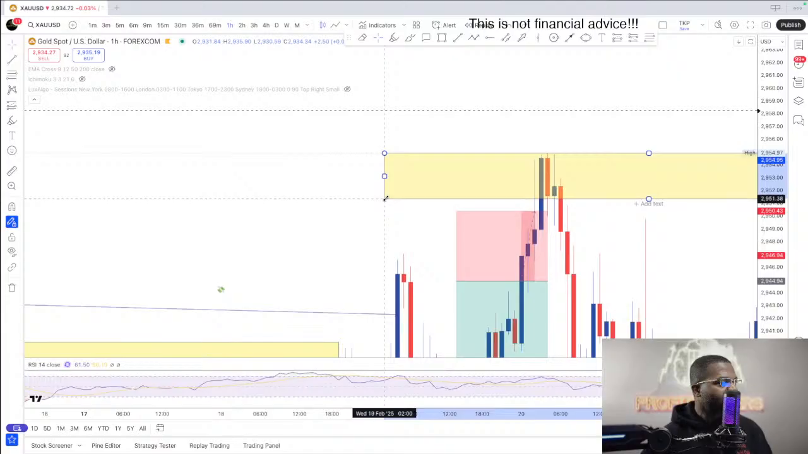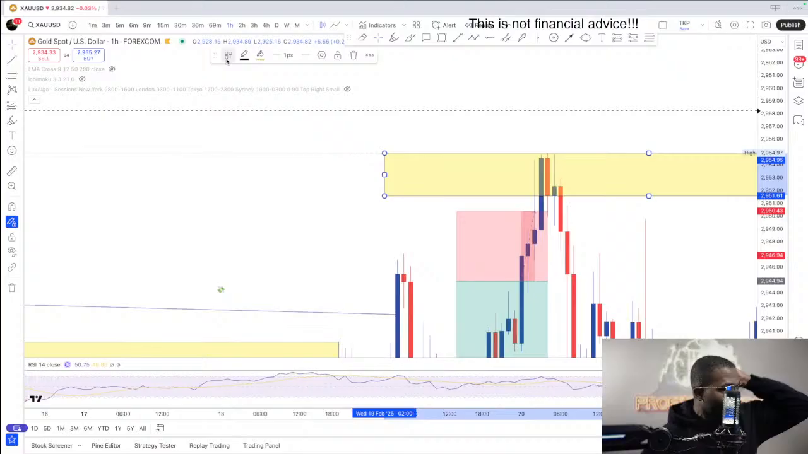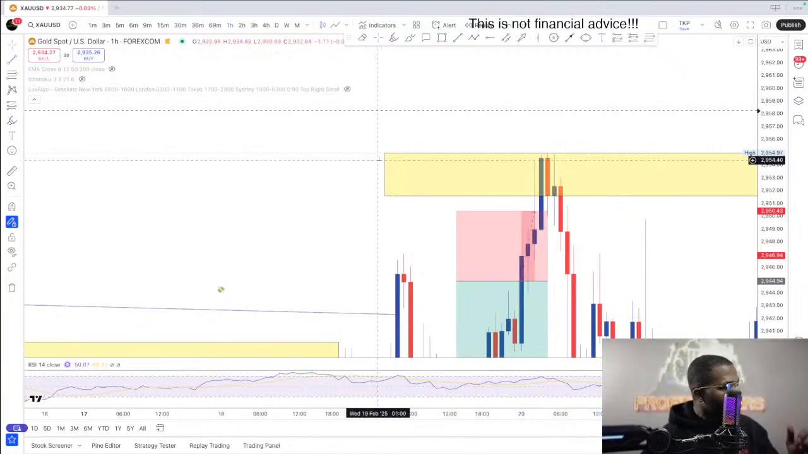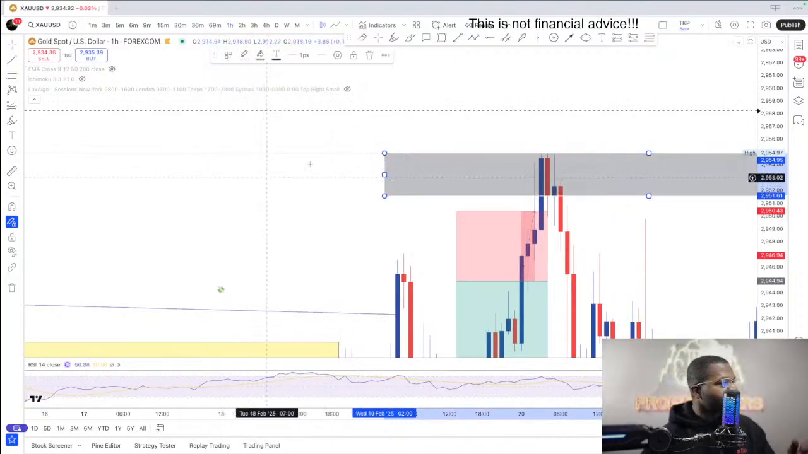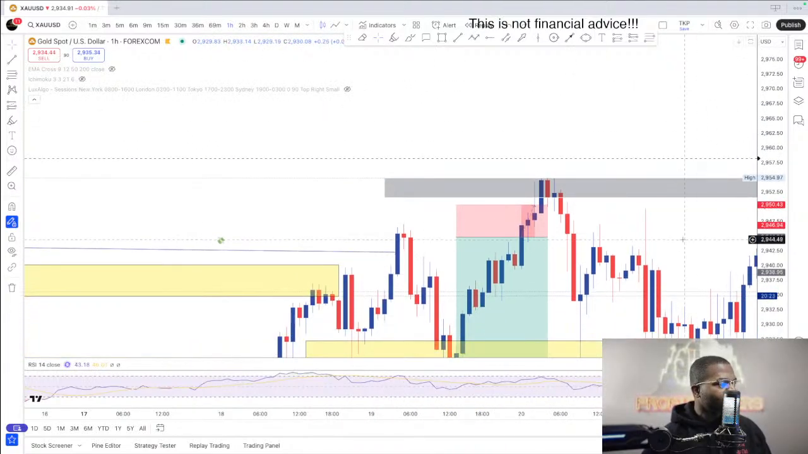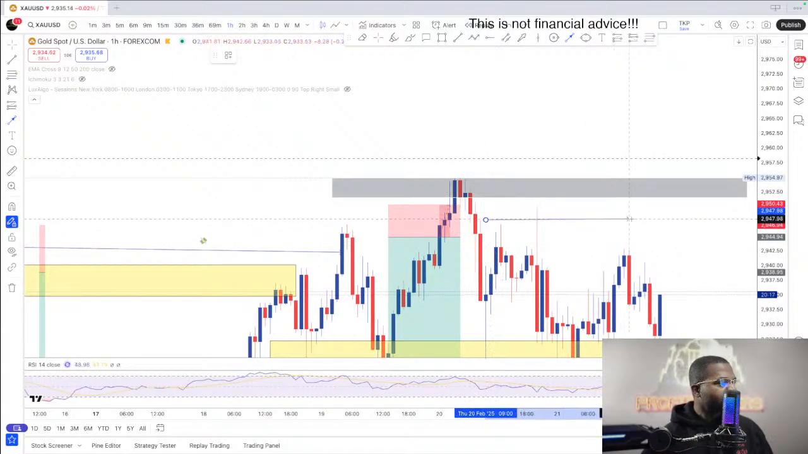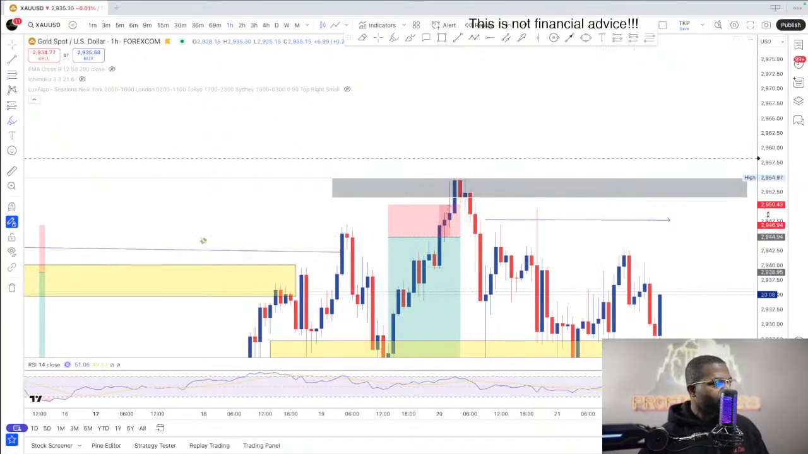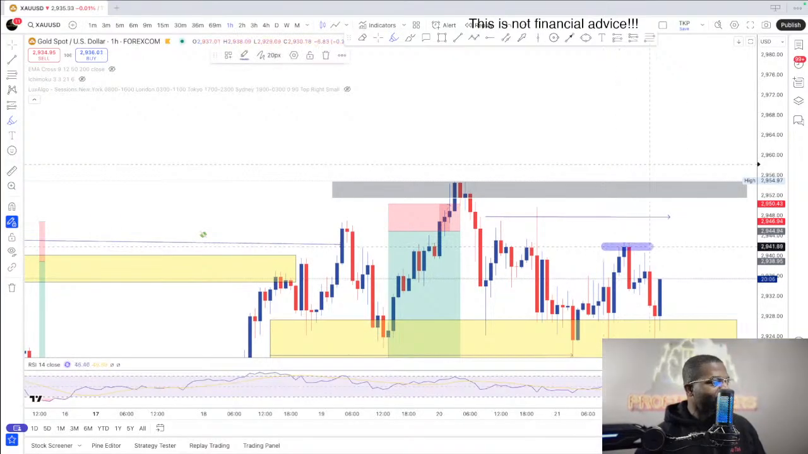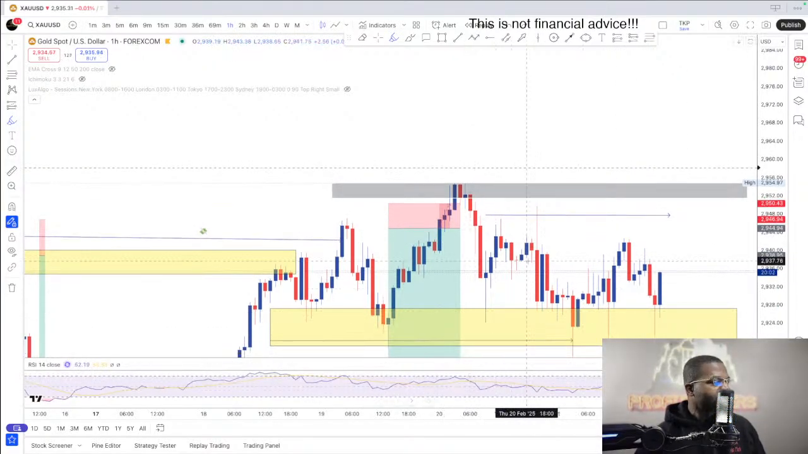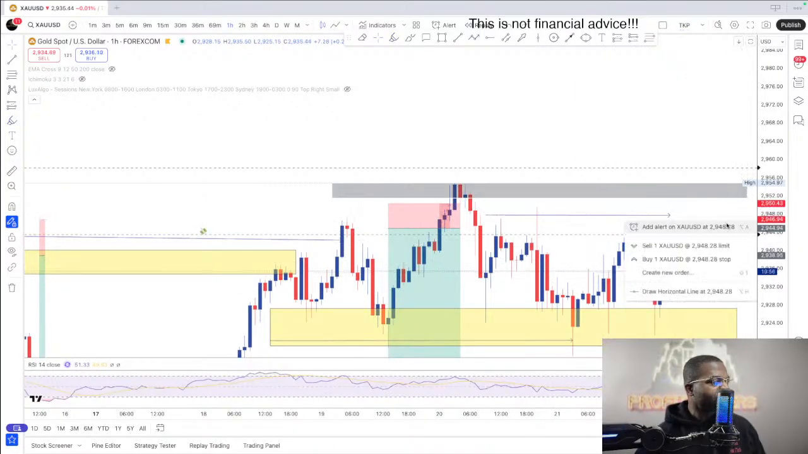Oh, no sir, it has not. So what we're gonna do is play this area with a sale limit. Price already gave us multiple rejections right there. So no need to try to fight to get into this sale. Let's wait to see if we get a pullback to that area.